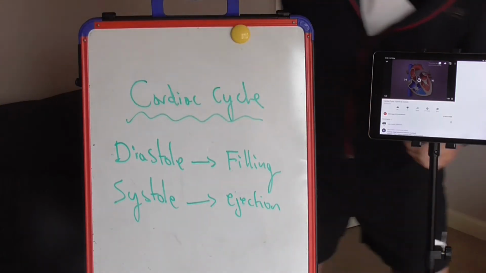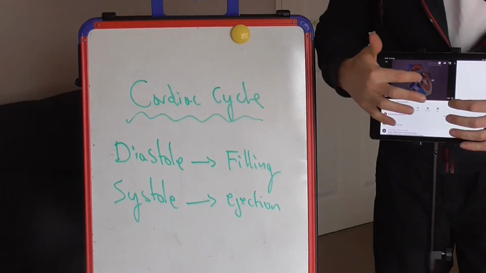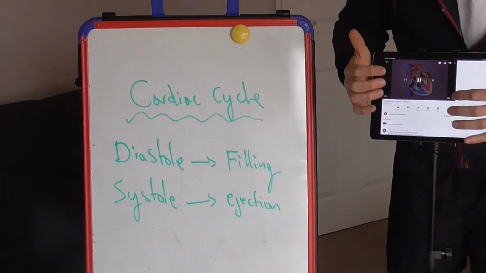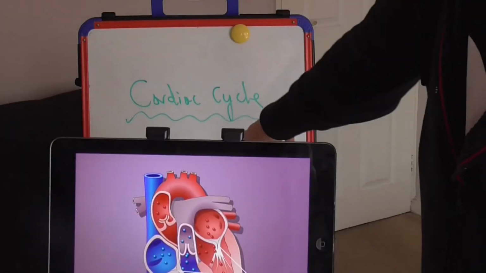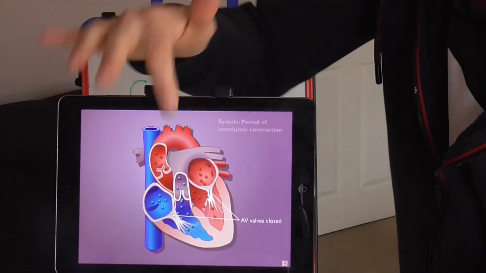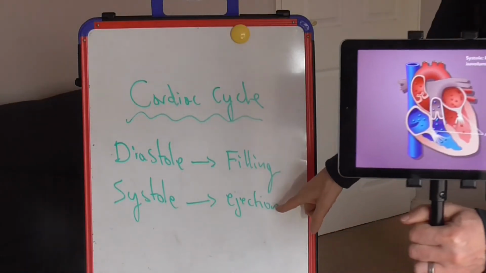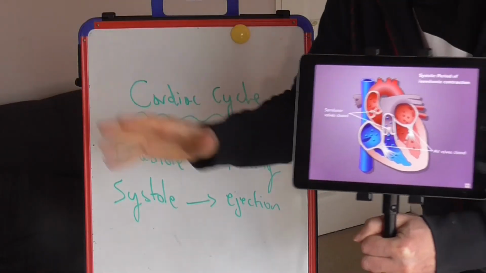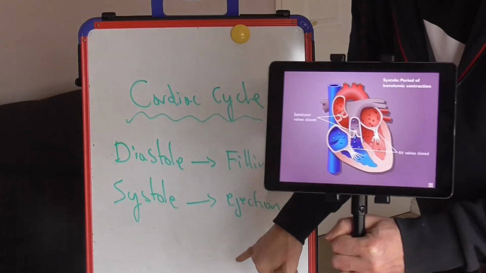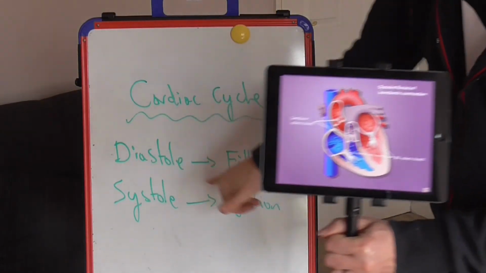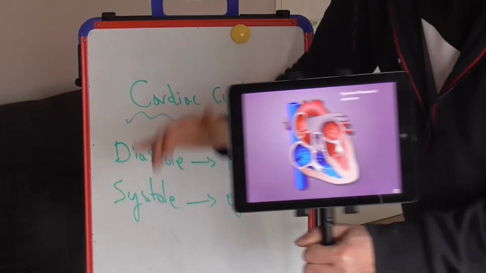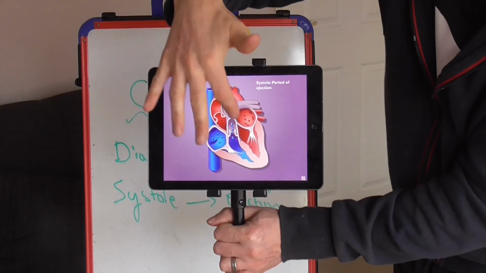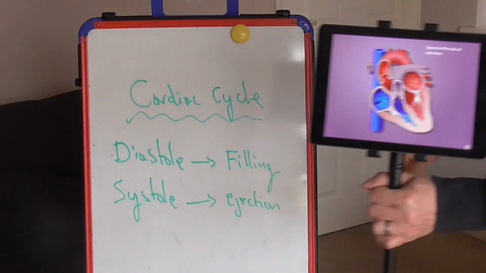So when the heart fills up, you've got all that blood coming into the chambers of the heart. This is when it fills up, and that's going to be the diastole section. And then when the heart contracts and pumps the blood out, it's the systole, so it's ejected. 2 different phases: diastole, filling up; systole, ejection, spitting out, S for spitting the blood out, and the 2 different cycles in the heart. Okay?